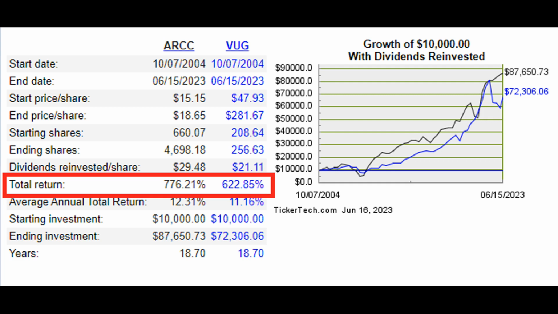Here, RS returns 776.21% versus VUG's 622.85%. The difference is, in the second example, the dividends have been reinvested to buy you more shares that give you more dividends, with which you buy more shares, etc. Let's continue. Here is a second example.